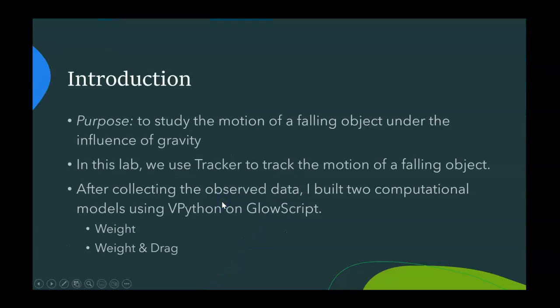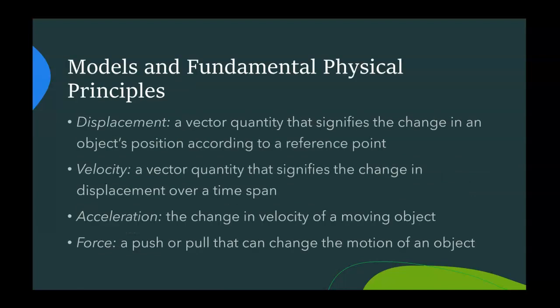The overall purpose of this lab is to study the motion of a falling object under the influence of gravity. In this lab, we will use Tracker to track the motion of a falling object, and after collecting the observed data, we will build two computational models using VPython and GlowScript. One model will only consider the effects of gravity, whereas the other one will consider the effect of the weight force and the drag force.